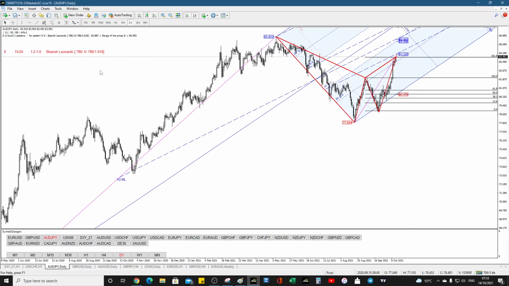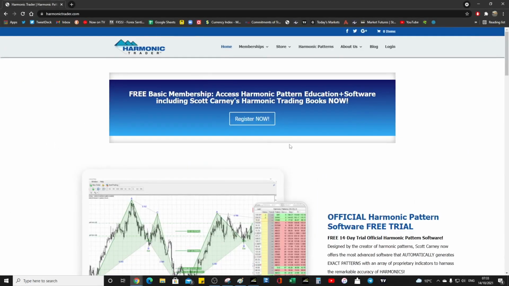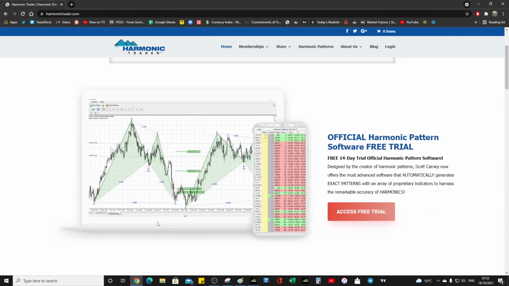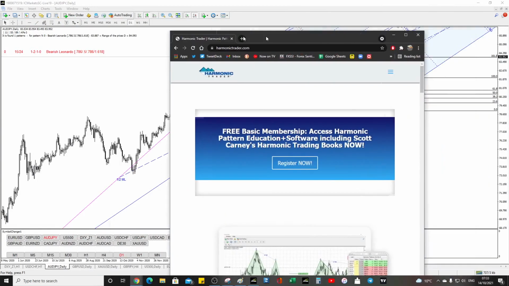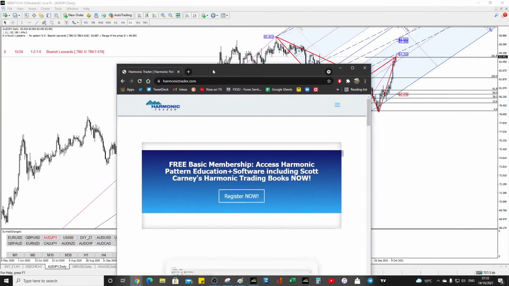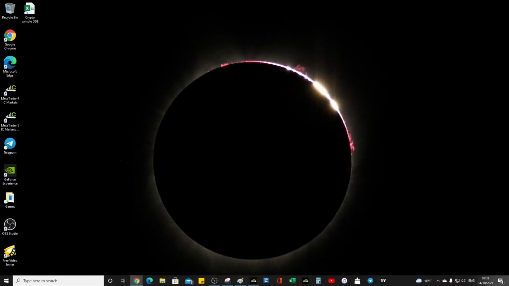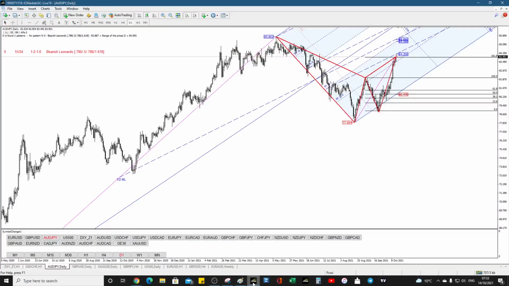So this is a Bearish Leonardo, and it's a strange name, but we can credit Scott Carney. He didn't create the harmonics, he just named them. And this is his website. I think it's quite expensive, but we'll just use the Zoop indicator because it's pretty amazing. So that's Scott Carney's harmonictrader.com, worth a visit.